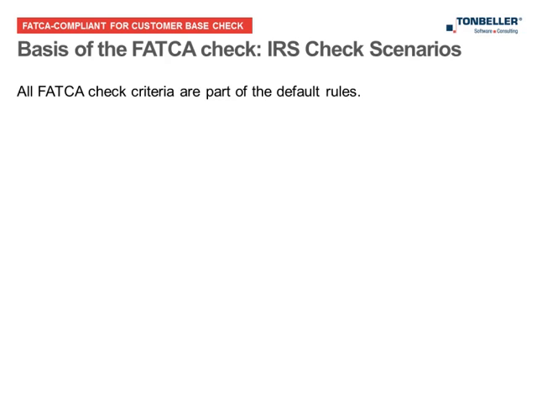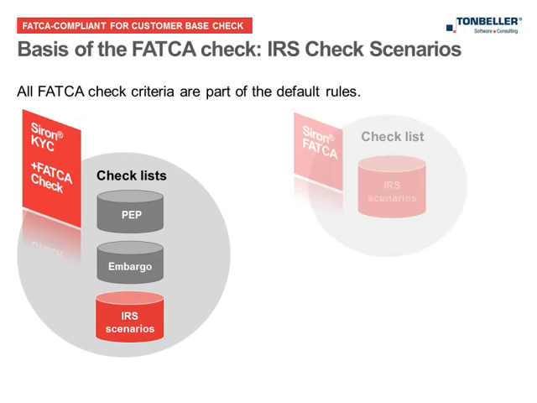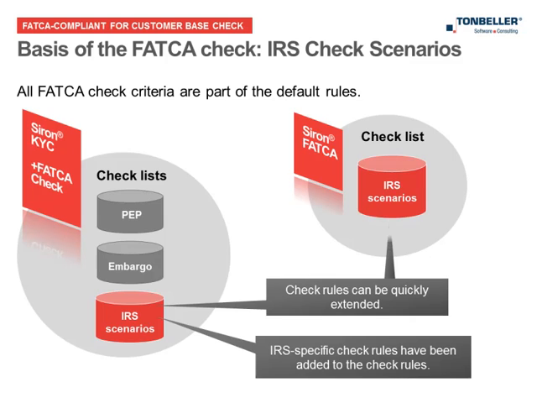Siron KYC already matches existing customers with PEP and sanction lists. IRS-specific check rules can be added to these check rules. Siron FATCA as a standalone solution only checks the IRS scenarios. Financial institutions that wish to create custom check rules may use the integrated rule editor.